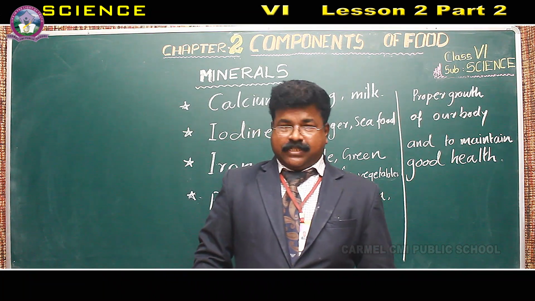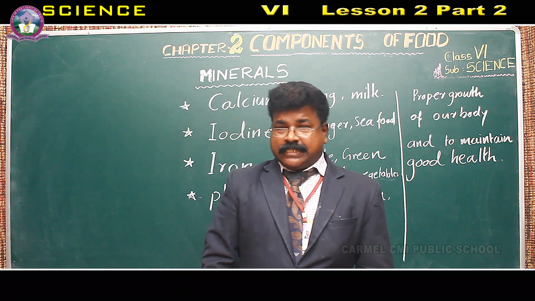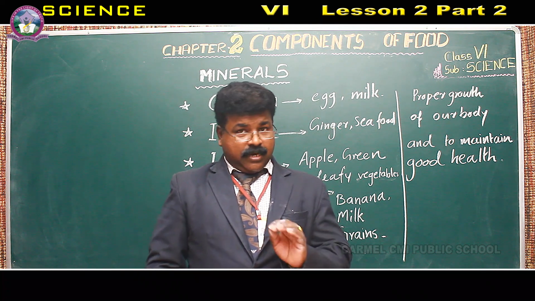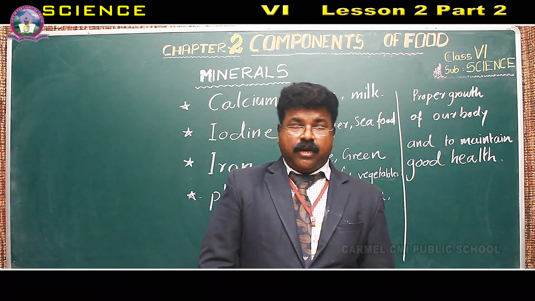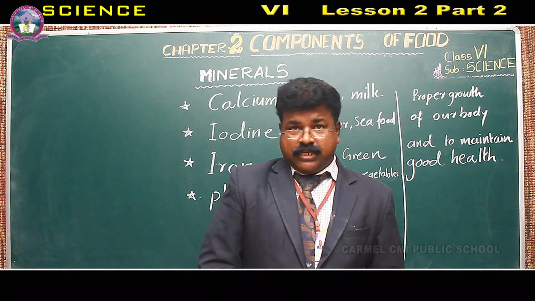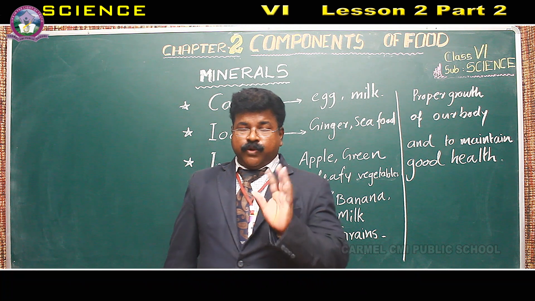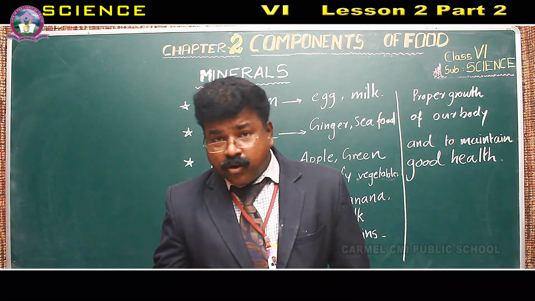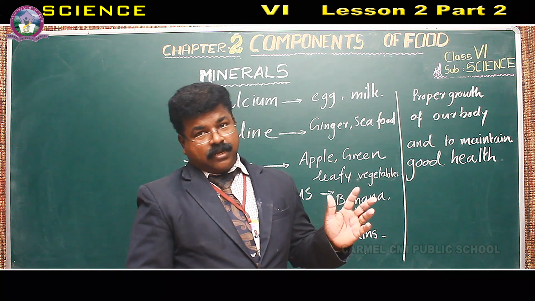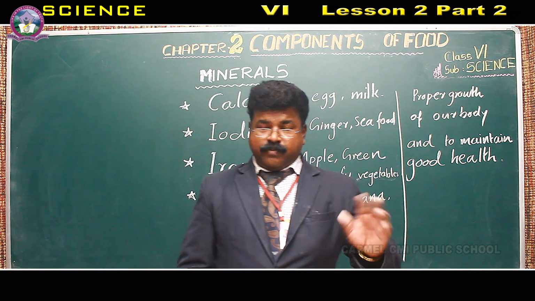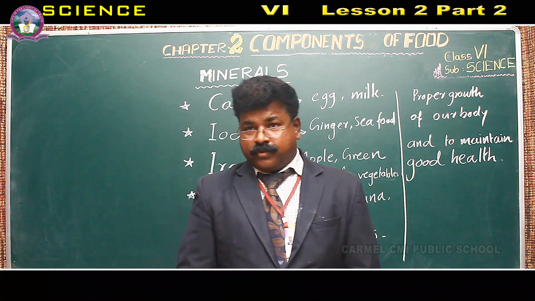Okay students, now let us study about minerals. We have already discussed that vitamins and minerals are micronutrients. What does micro mean? Very minute. We need to have these two nutrients, that is vitamins and minerals, in our body in very minute quantity. So they are known as micronutrients. There are so many micronutrients, like zinc, molybdenum. There are many more also, but only a few examples are given for you in your textbook.